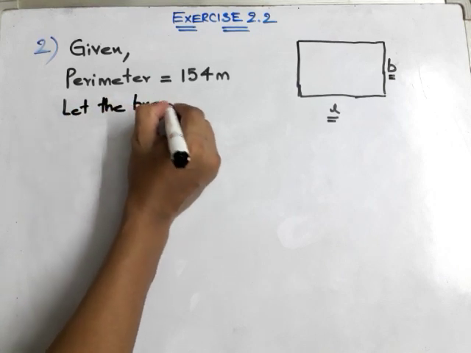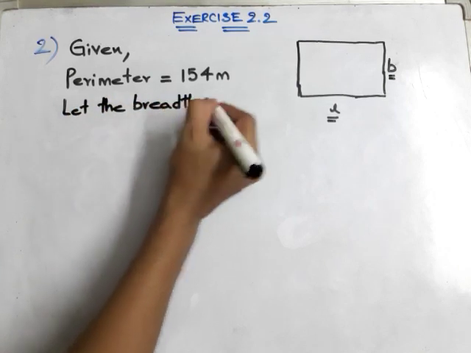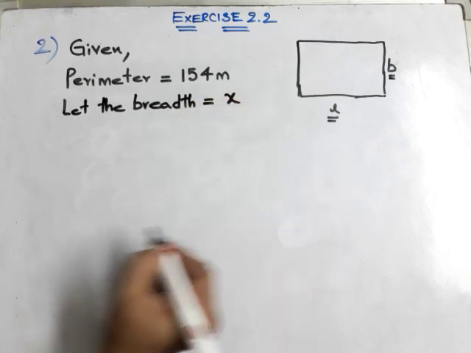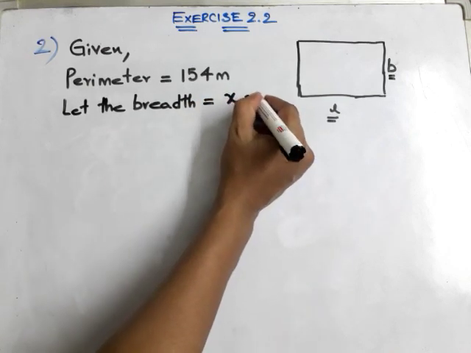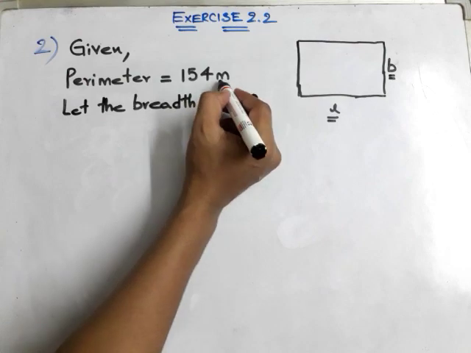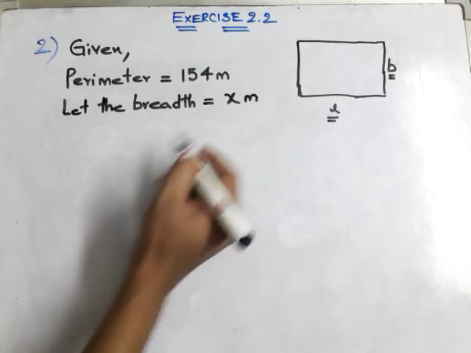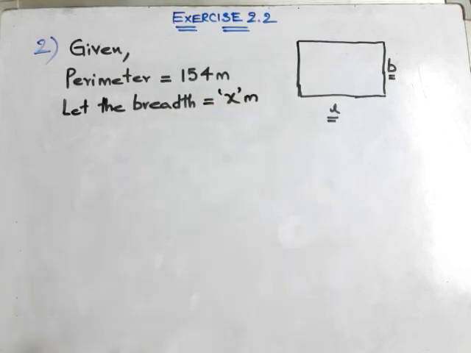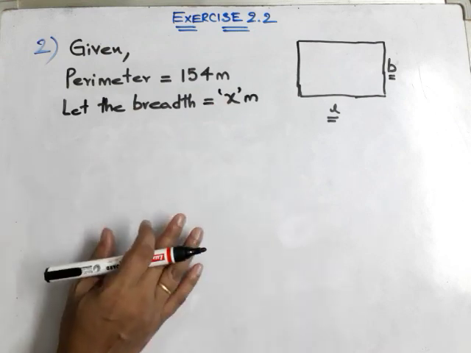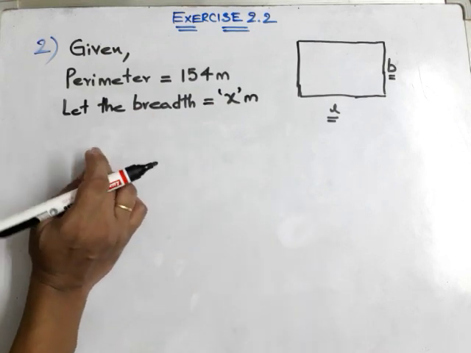So I am taking the breadth as x. Let the breadth be x meters, because the overall question is dependent on meters only. So I am taking x meters. You can just copy this as it is. So let the breadth be equal to x.